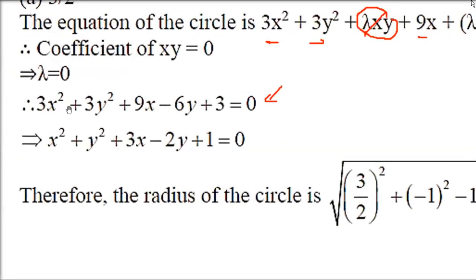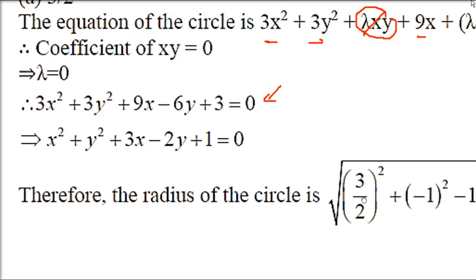Whenever we have to find out the center or the radius, we have to make the coefficient of x square and y square as unity. So divide the whole equation by 3 first. Total equation by 3. So what do you get? x square plus y square. Now divide it by 3. So you get x square plus y square plus 3x minus 2y plus 1.